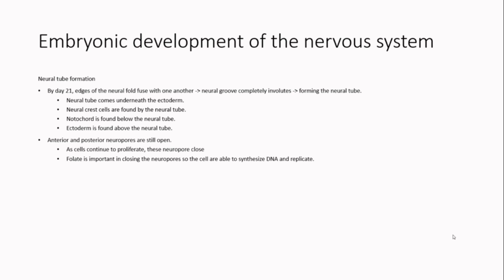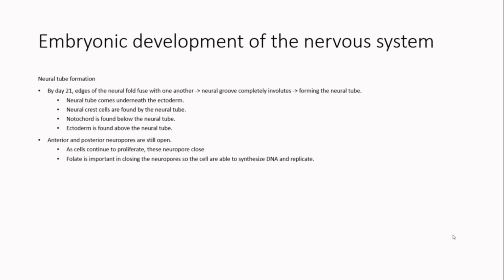So by day 21, we will have the formation of the neural tube. At the ends of this neural tube, in the anterior part, we will have an anterior neuropore, and in the posterior part, we will have a posterior neuropore. They are still open, but we need them to close. And if they don't close, we will have neural tube defects.